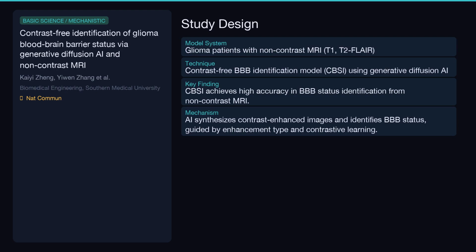To tackle this, researchers developed a novel AI model called CBSI. It uses generative diffusion networks to synthesize contrast-enhanced MRI images from standard non-contrast scans. This allows the model to predict the BBB status without any contrast agent, aiming to improve accuracy and safety.